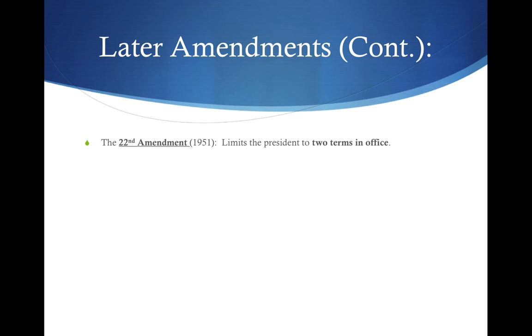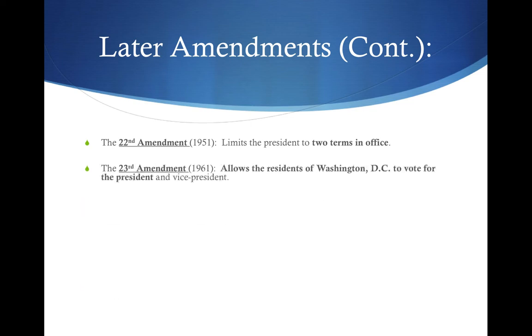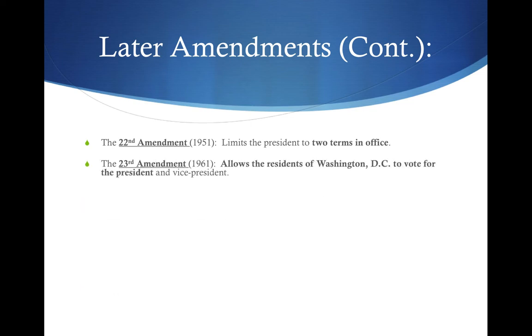The 22nd Amendment, passed in 1951, limits the president to 2 terms in office. The 23rd Amendment, passed in 1961, allows the residents of Washington, D.C. to vote for the president and vice president. The 24th Amendment, 1964, outlawed poll taxes, which were used to prevent African Americans from voting by charging them a fee to register to vote.